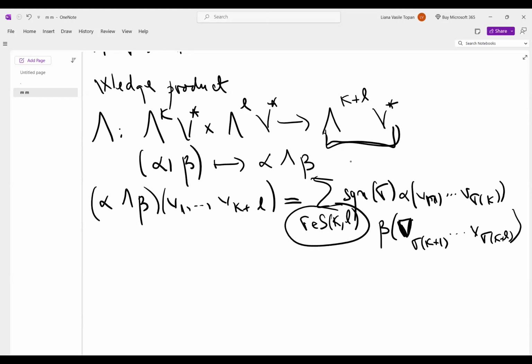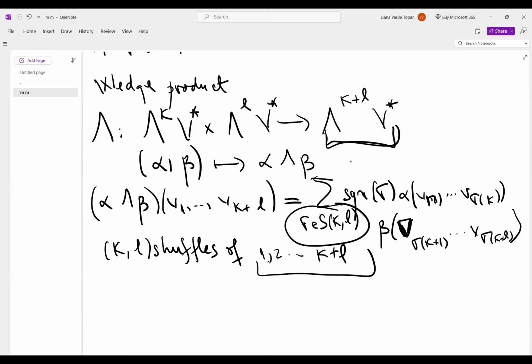Now, this simply means, so this is the set of (k,l) shuffles of 1, 2, up to k plus l. This simply means that you take a permutation of the set 1 up to k plus l such that the first k values are increasing and the last l values are increasing as well.